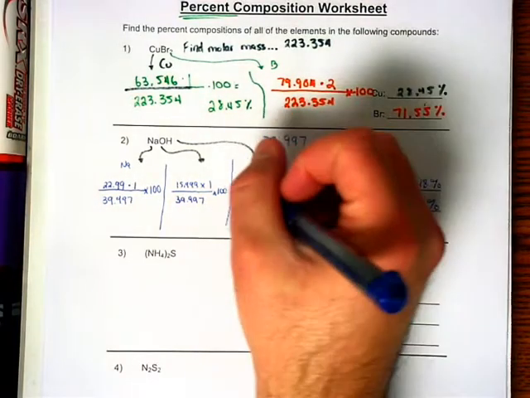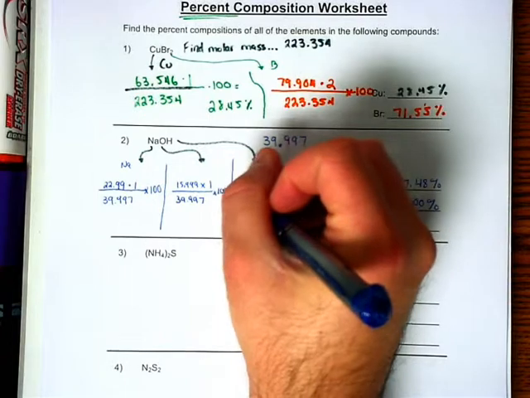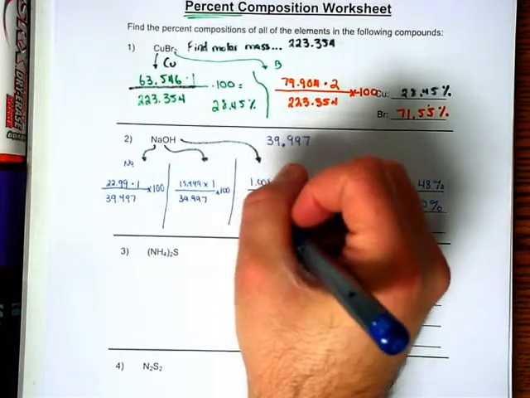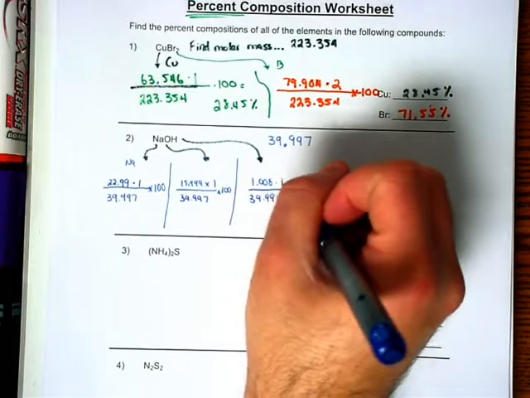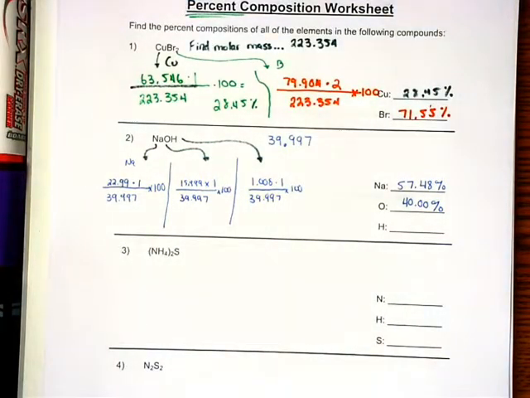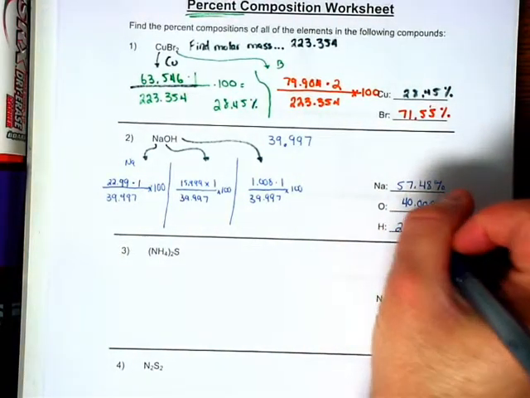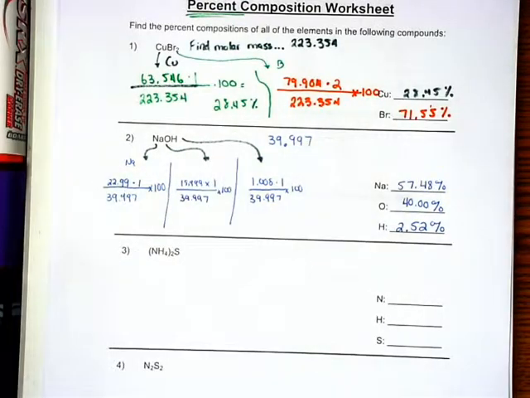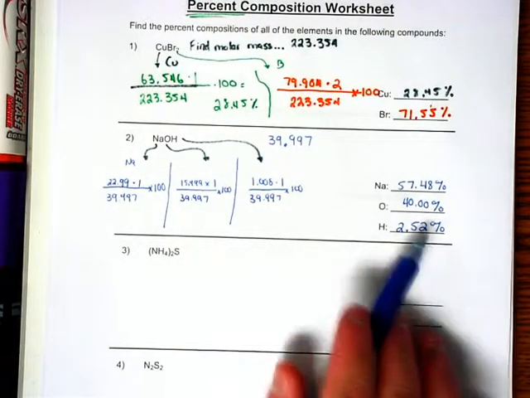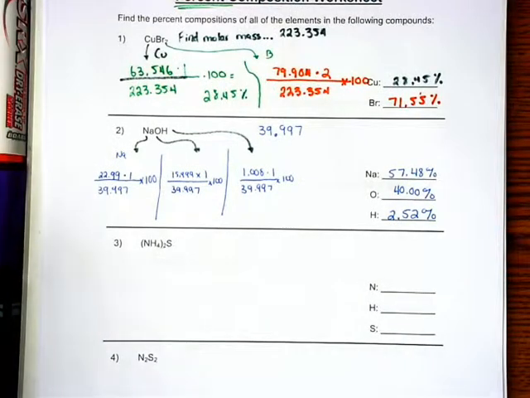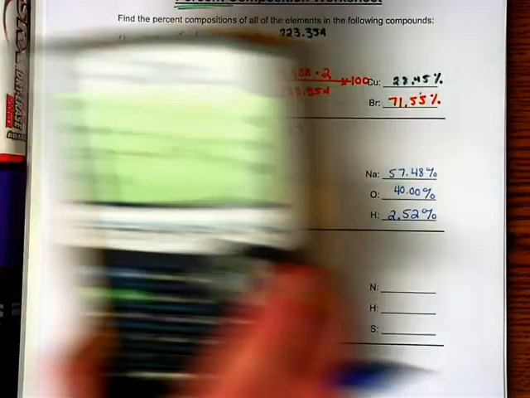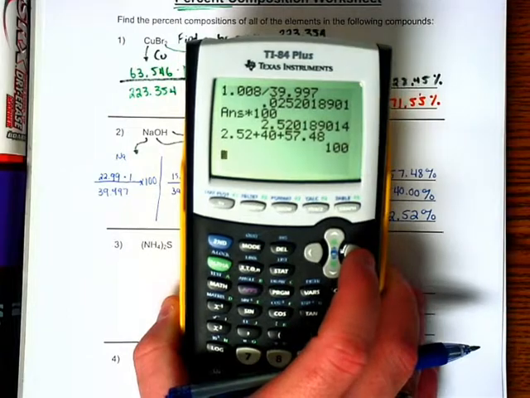And then lastly for hydrogen, 1.008 times 1, there's only one hydrogen here, that's its mass, over the entire mass, the molar mass of the compound. Multiply that by 100 at the end. And I got 2.52 for my hydrogen. Is that what y'all got? What should all these add up to be? I even checked it myself. They all add up to be 100, so it does work out.